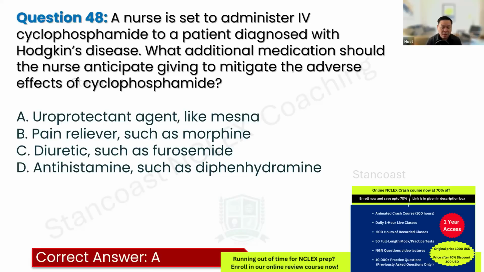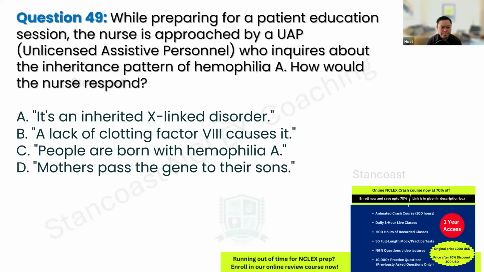This is also incorrect. We know that this is used to manage allergic reactions, often associated with hypersensitivity to some medications. But cyclophosphamide is not known for causing severe allergic reactions. So this is an incorrect option. Now, your strategy here is to focus on the phrase "mitigate the adverse effect of cyclophosphamide." So this suggests that the correct answer should be a medication that addresses a specific side effect associated with this medication administration. Now, let's have number 49.